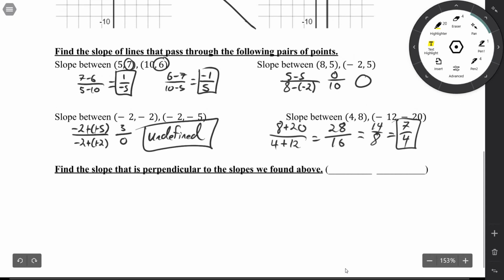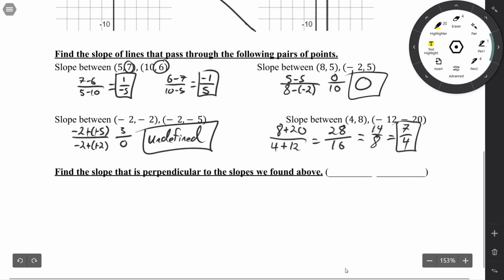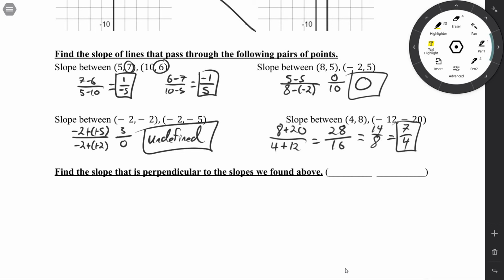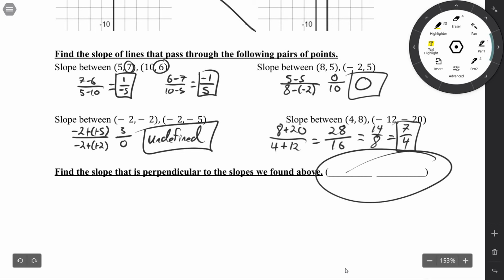Let's see. Now we need to find slopes that are perpendicular to the slopes that we found above. And I left this blank just to write a little hint here if you need it. Really what we're looking for here, some of you may remember this, is the negative reciprocal.